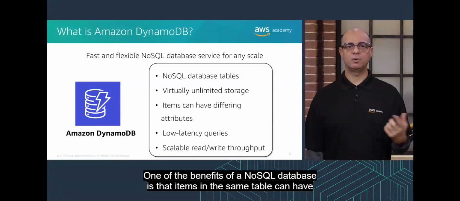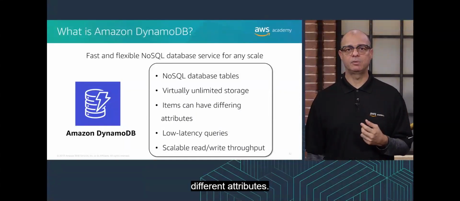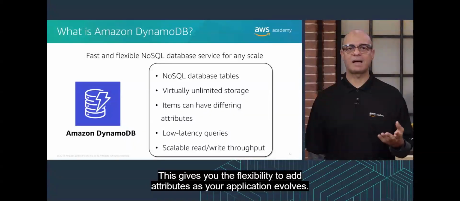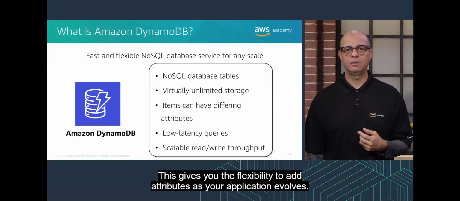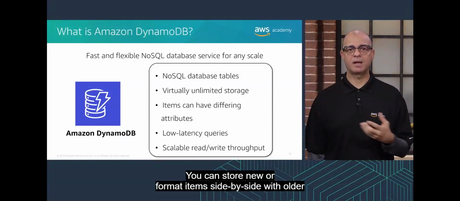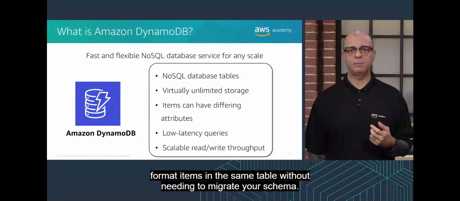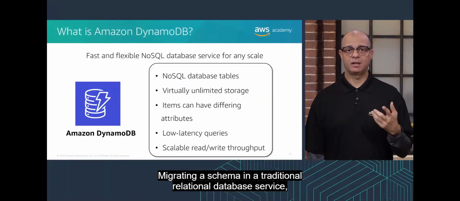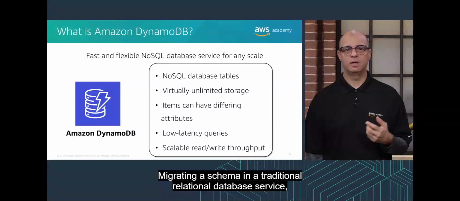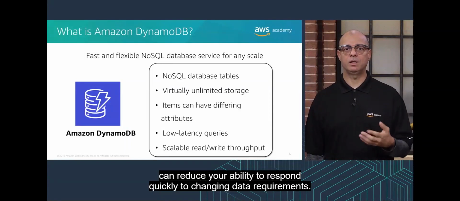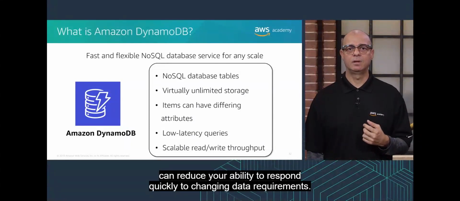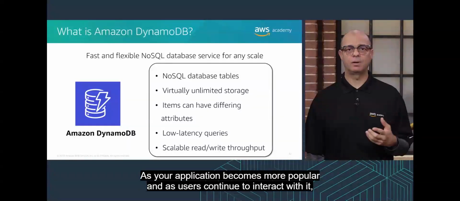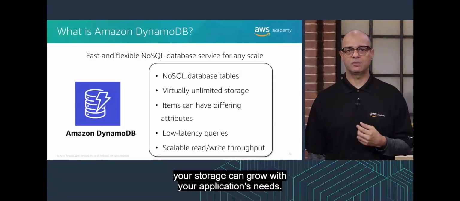One of the benefits of a NoSQL database is that items in the same table can have different attributes. This gives you the flexibility to add attributes as your application evolves. You can store newer format items side by side with older format items in the same table without needing to migrate your schema. Migrating a schema in a traditional relational database service can reduce your ability to respond quickly to changing data requirements. As your application becomes more popular and as users continue to interact with it, your storage can grow with your application's needs.